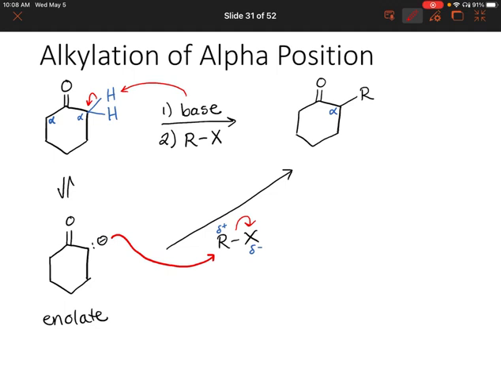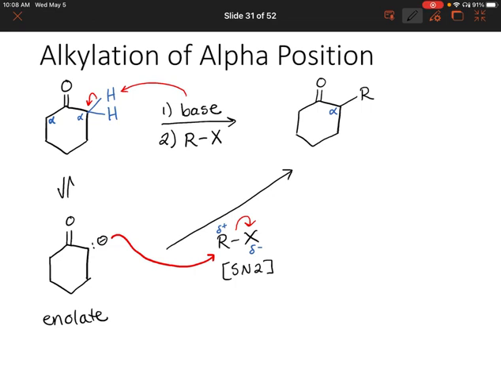So would this be SN1 or SN2? SN2, because everything's happening at the same time. So we don't have separate steps, for instance.